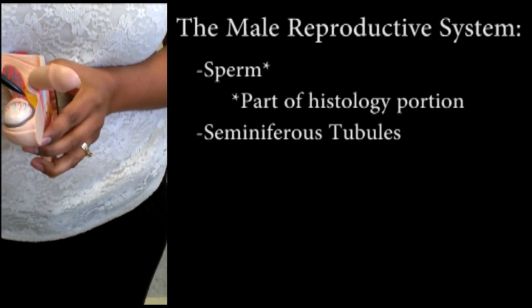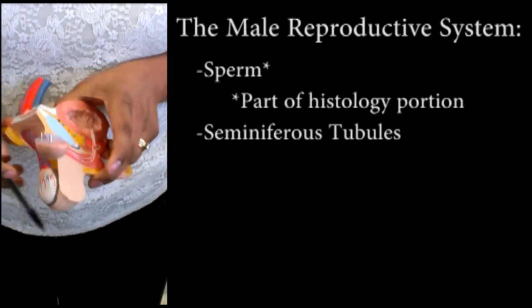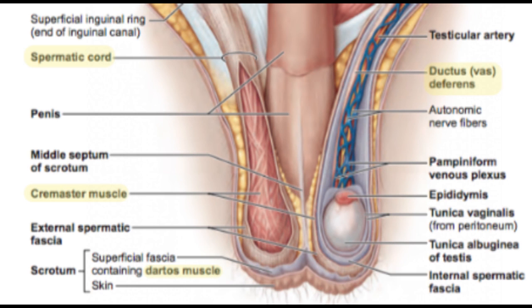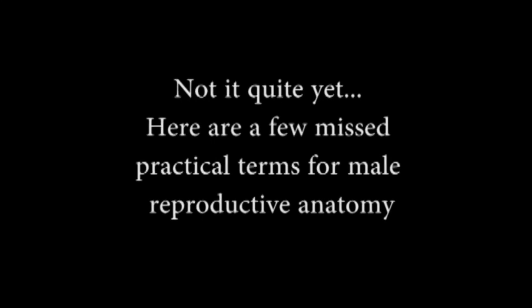there is a muscle here, and I don't think this model is even showing it, so I will have to find one that shows the muscle, called the dartos or the cremaster muscle, that causes the testicles to rise or lower depending on body temperature, because the testes have to be at a lower body temperature than the rest of the body, because otherwise sperm die. And that's it for the males.